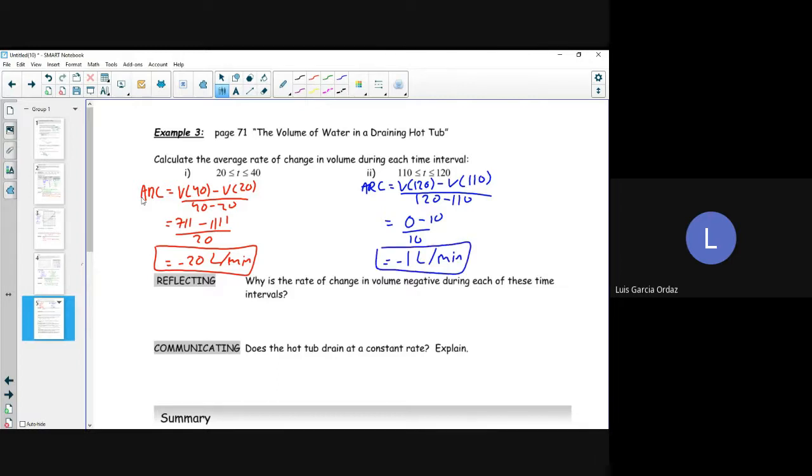So what we can conclude from this is that you're losing most of the water at the beginning as opposed to the end, okay? Because the rate of change is greater at the beginning than it is at the end. So we want to ask ourselves, why is the rate of change in the volume negative during each of these intervals? This is because the volume of water is decreasing over time. And the last question is, does the hot tub drain at a constant rate? Based off our average rate of change, the answer is no. The average rate of change is always changing.